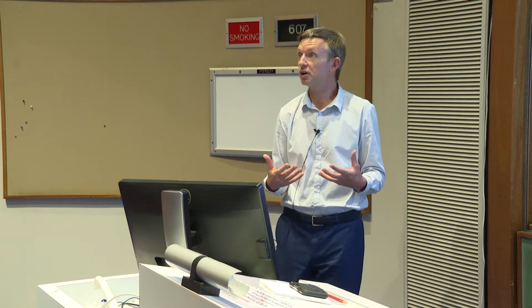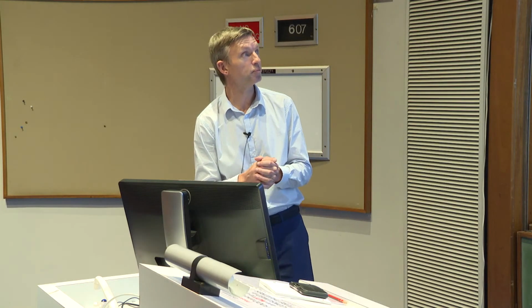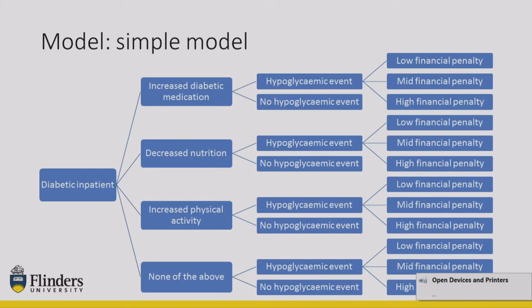So with that information, we can start thinking about how we're going to structure our decision tree. And so I'm just providing a few options here just to illustrate the different thought processes you might go through in terms of defining your model structure. So at a very simple level, we might use those 4 broad categories. And so we've got our diabetic inpatient population, and a proportion of that population may fit into the 3 categories and a none of the above. So here we've just got diabetic medication, nutrition, physical activity, or none of the above. Even if you're none of the above, there's still a probability of experiencing a hypoglycemic event.